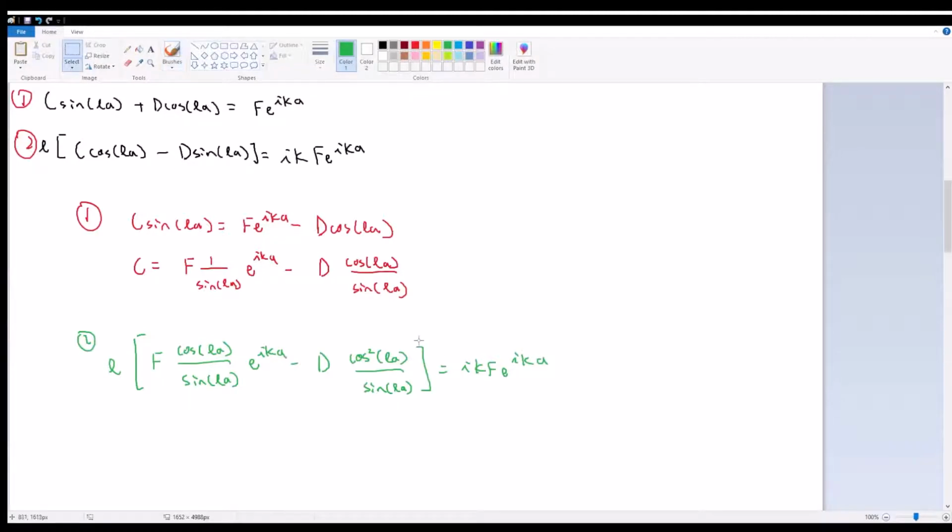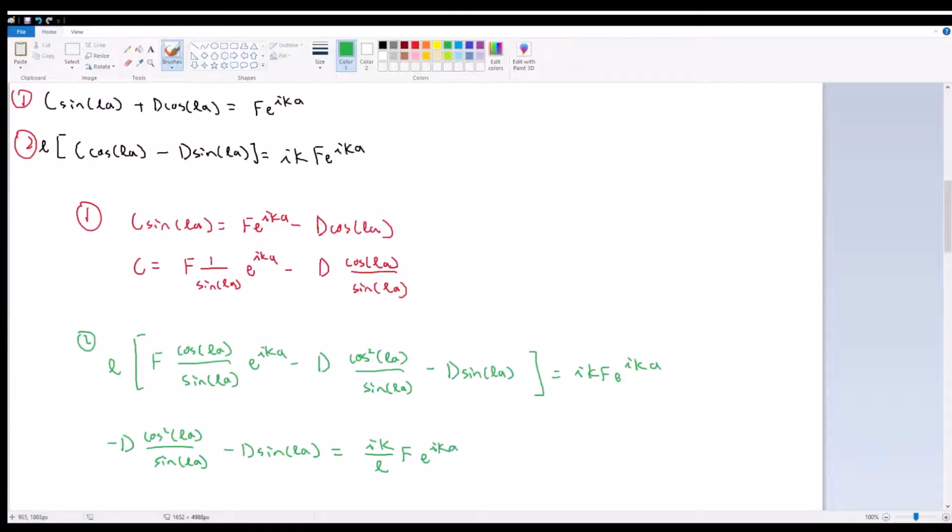Oh, you know what? I forgot to add the final term here. There's supposed to be another subtracted by D sine LA. Okay, from this point, we can move the L over. So what we have is then negative D cosine squared times LA over sine LA minus D times sine LA is going to equal IK over L times F e to the IKA minus F cosine LA over sine LA e to the IKA.